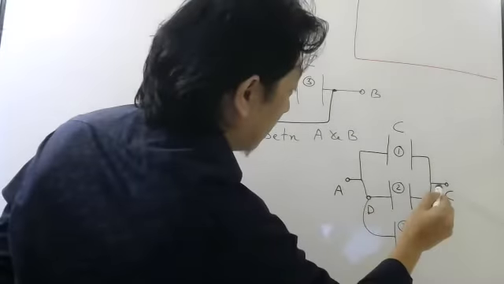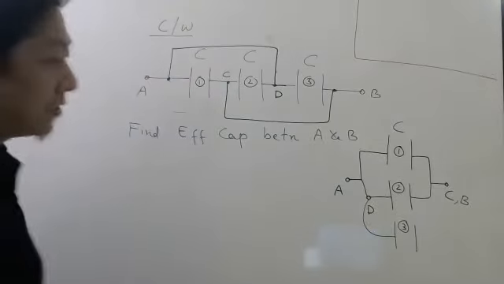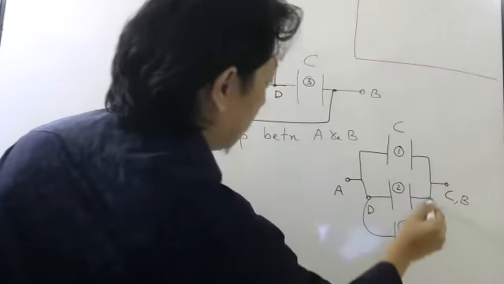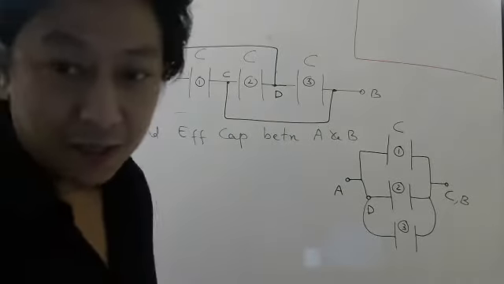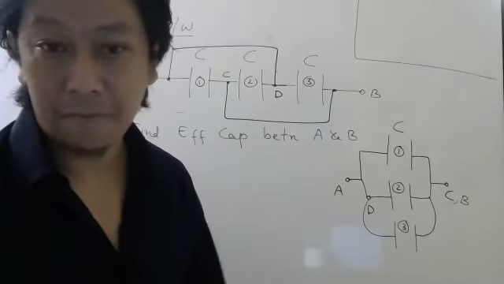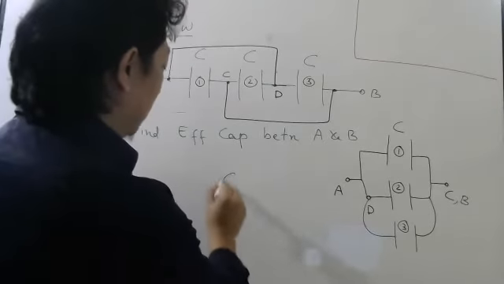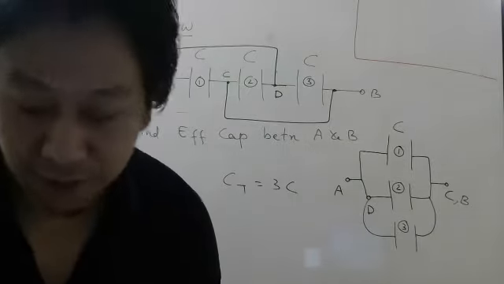So B and C are same point. B and C are potentially same. So it is connected to B and B is connected to C. So now you can see that these three capacitors are in parallel. Since it is in parallel, total will be 3C. Okay. So I hope everybody understood.